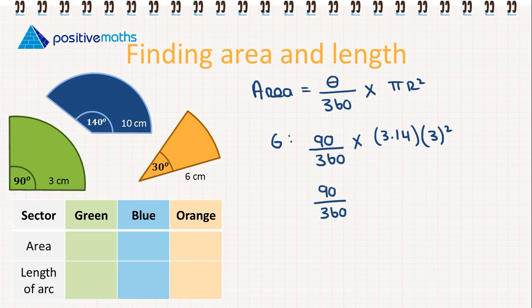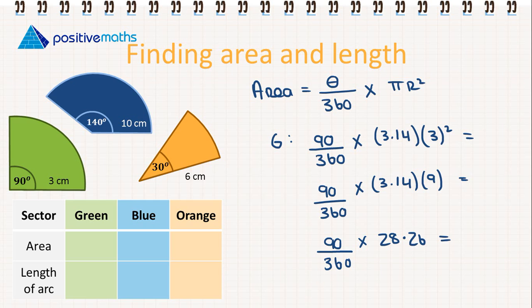90 divided by 360 multiplied by 3.14 multiplied by 9. So 90 over 360 multiplied by 3.14 multiplied by 9. This will give us 28.26. So the area of our sector is going to be 7.065. And because it's area, it's going to be centimeters squared.